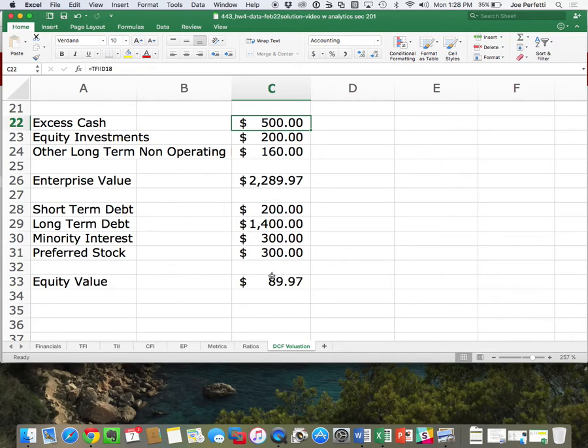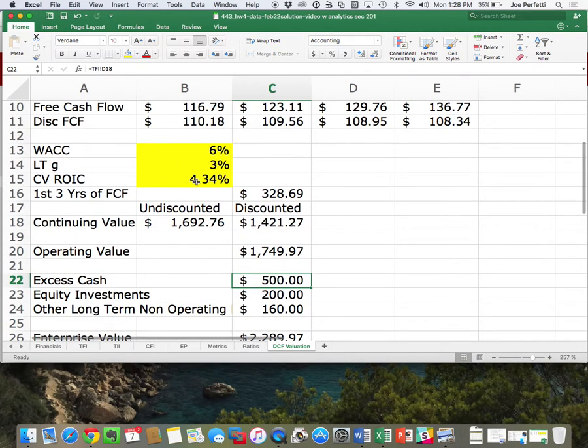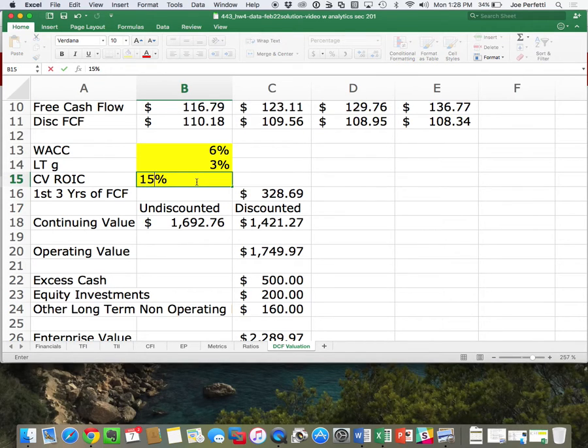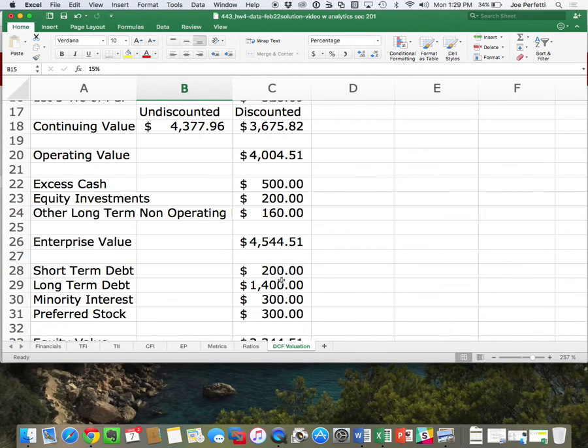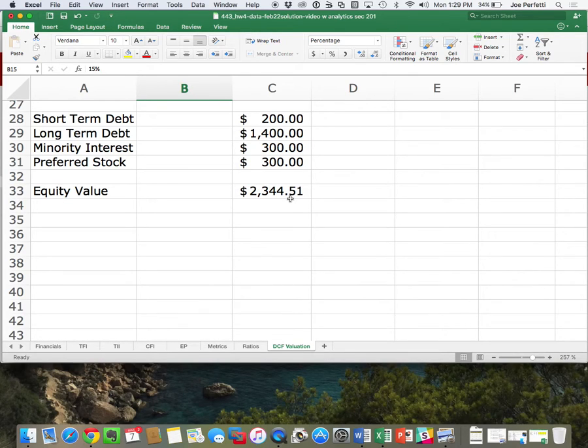This endeth the assignment, but watch a what-if. What if the incremental spread were 15%? Notice what changes. Nothing about the first 3 years change, because those are year-by-year forecasts. But the continuing value goes up dramatically from 1421 to 3675. Nothing changes about the non-operating and debt, but suddenly there's equity value. Why is there now a lot of equity value? They have positive spread. Exactly.